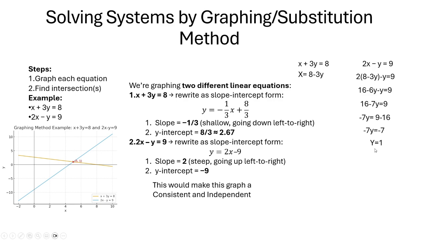Now we can take this y and plug it into our first equation. So it would be x plus 3 times 1 equals 8. 3 times 1 is 3, and now we can take this 8 and subtract 3, which gives us 5. 5 plus 3 times 1 equals 8. So now we have x equals 5 and y equals 1. That's where our point will be.